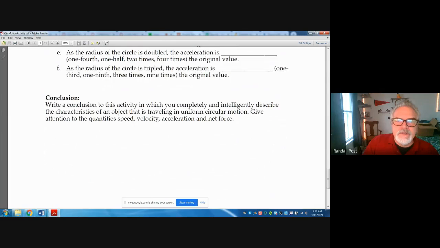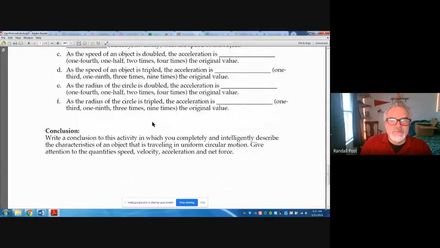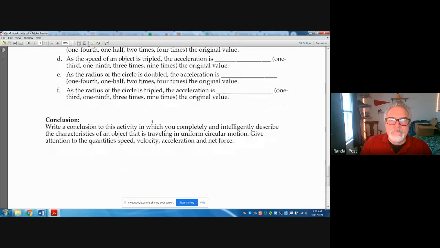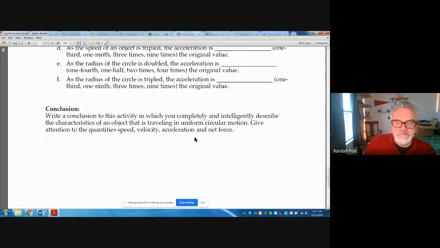That's pretty much it. I want you to look and see what happens to acceleration when you play around with the speed. There's a word missing here. Give attention to quantities: speed, velocity, acceleration, net force, and radius. Okay, that's another thing that we're playing around with, the radius. So there's one more word to add to your conclusion, radius.